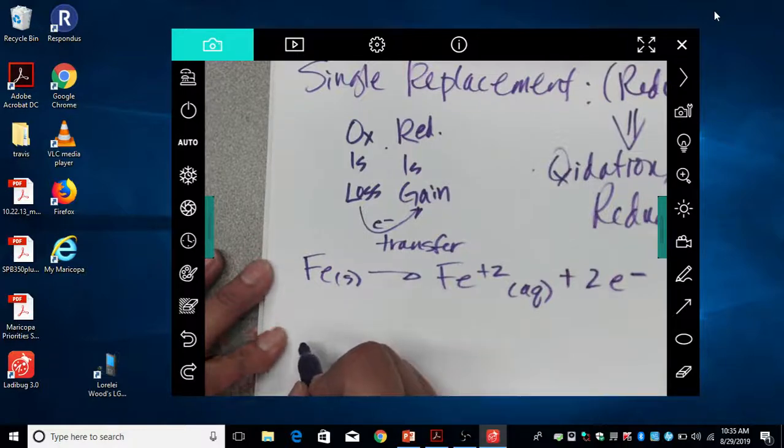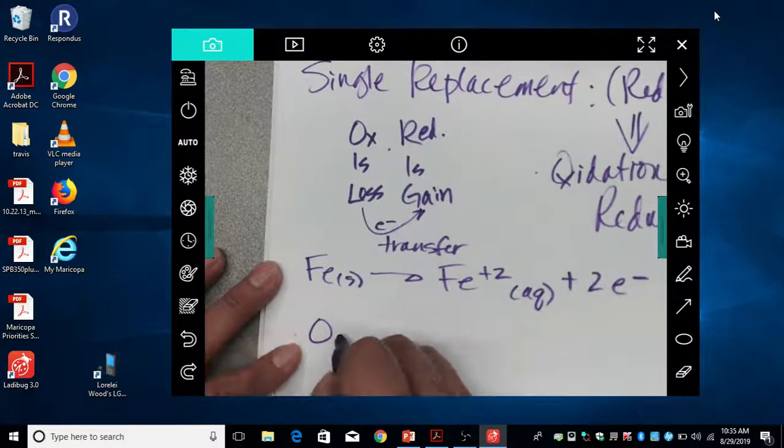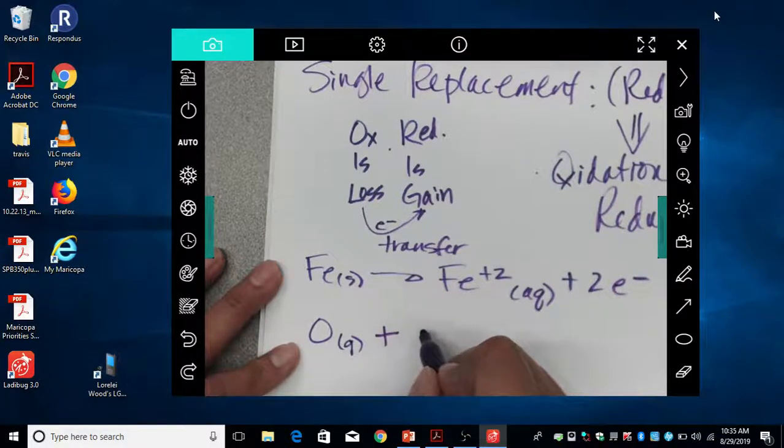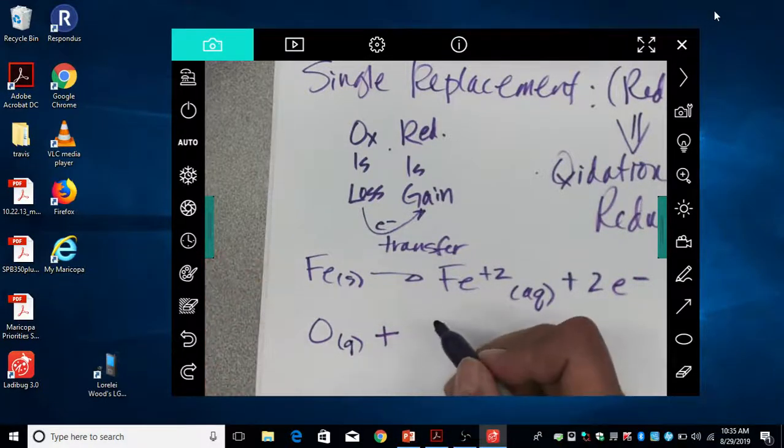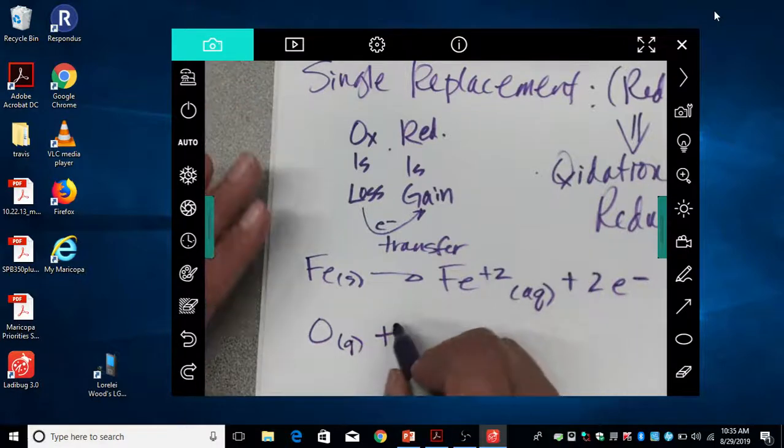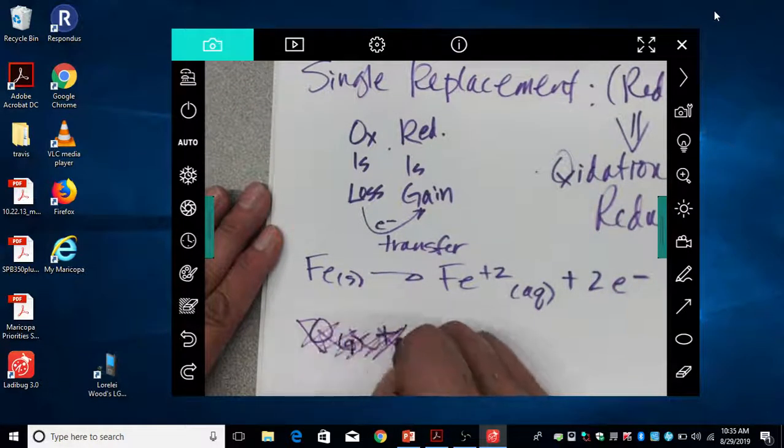You can say oxygen as a, oh boy, it'd probably be a gas. You can hook up, let's see, 1, 2, 3, 4, how many electrons? No, it's probably here. That's not a good example.